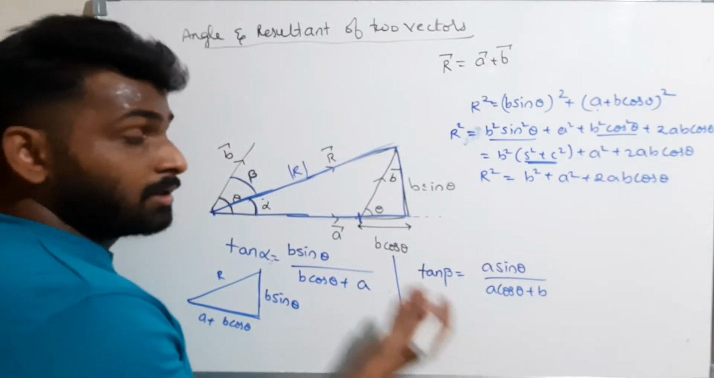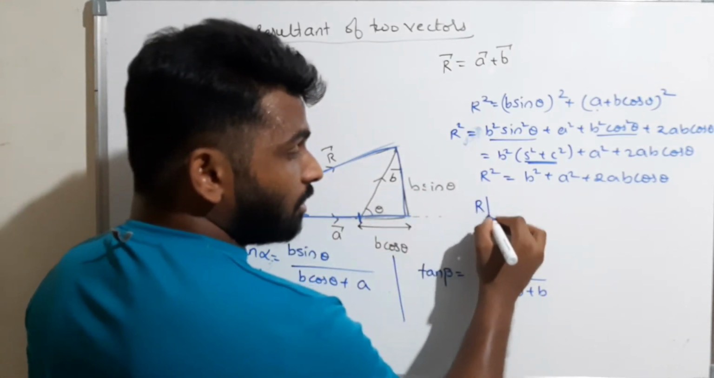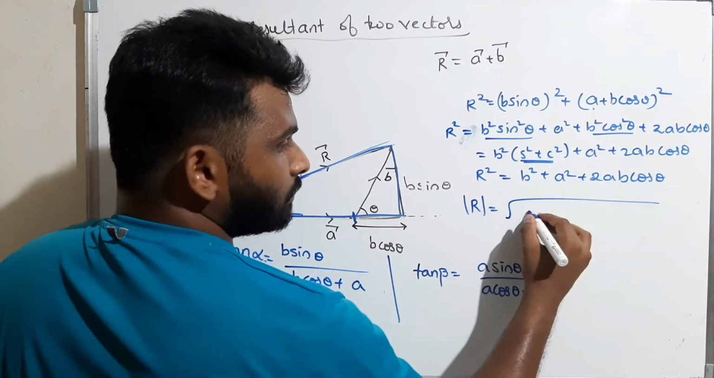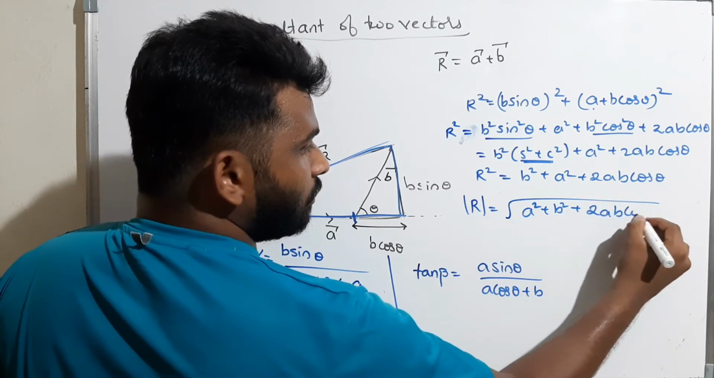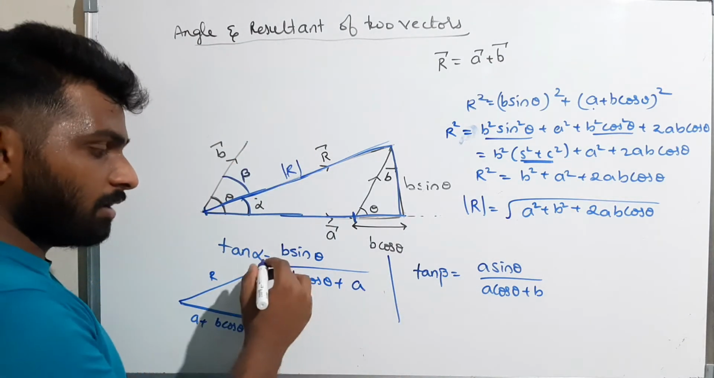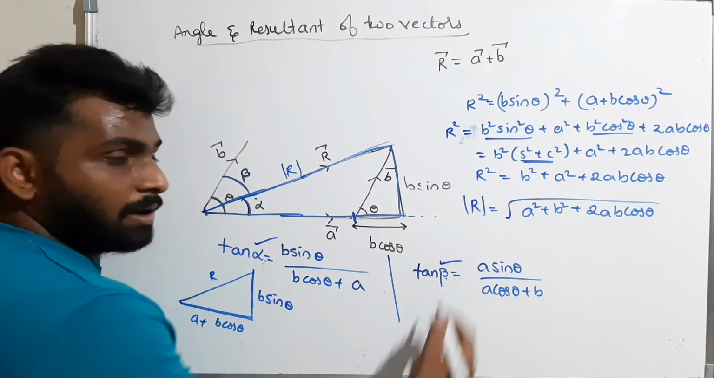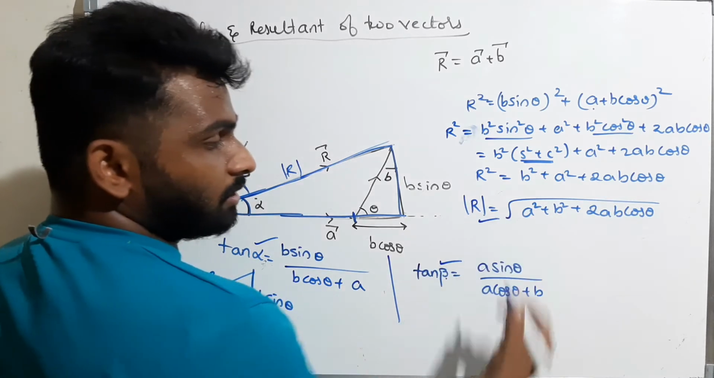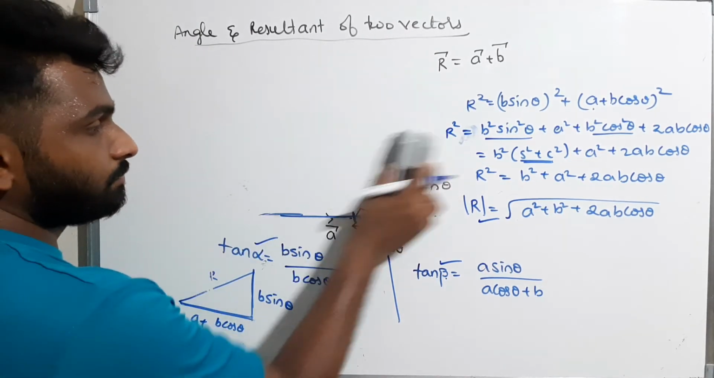Therefore, what is the resultant? The resultant of a bar and b bar is mod R is equal to root of a square plus b square plus 2ab cos theta. I got the angle made by the resultant with the a bar, I got the angle made by the resultant with the b bar, and I got the magnitude of the resultant. I think this is clear. Okay.